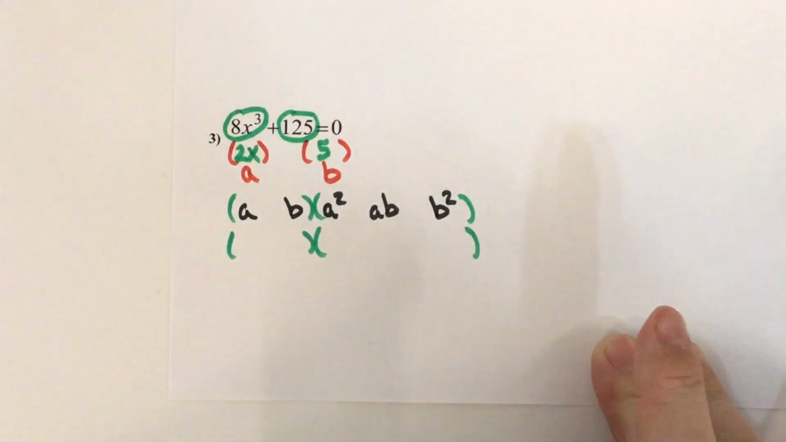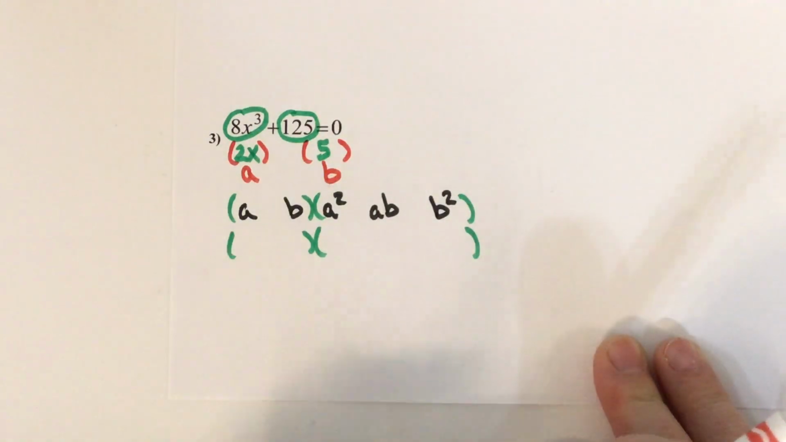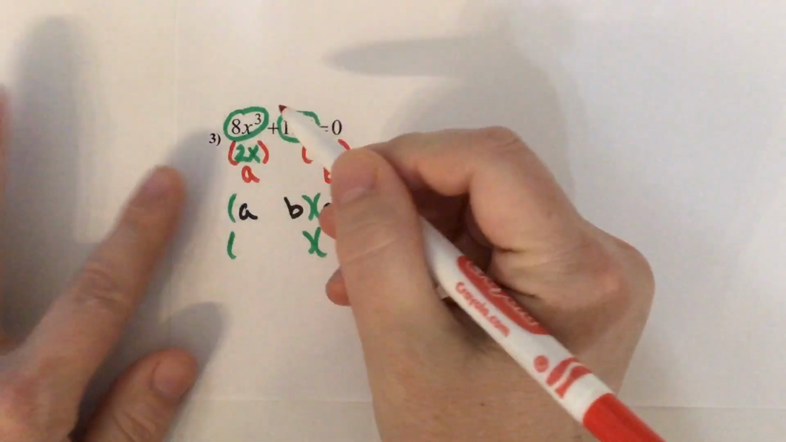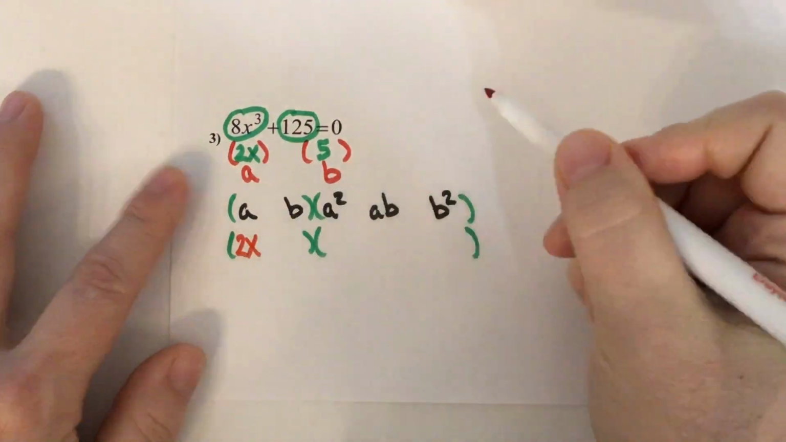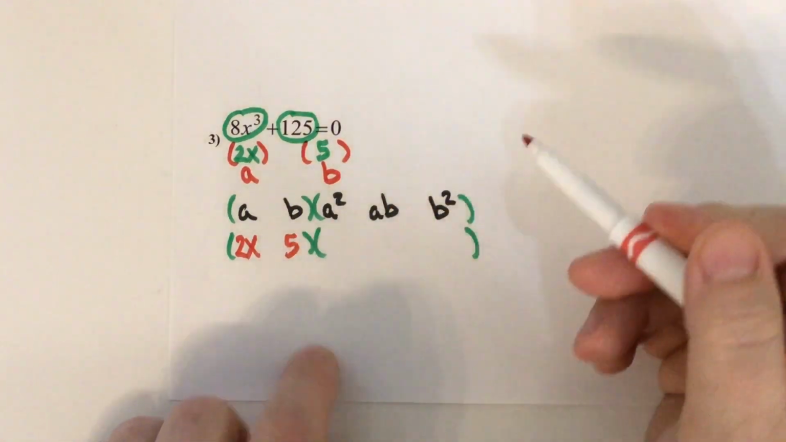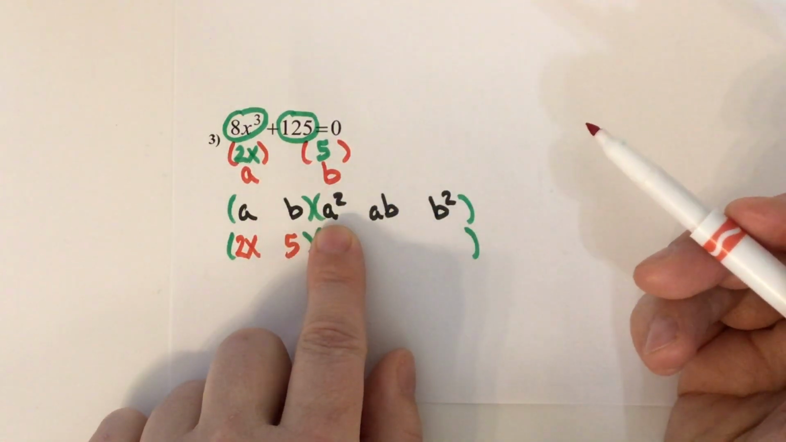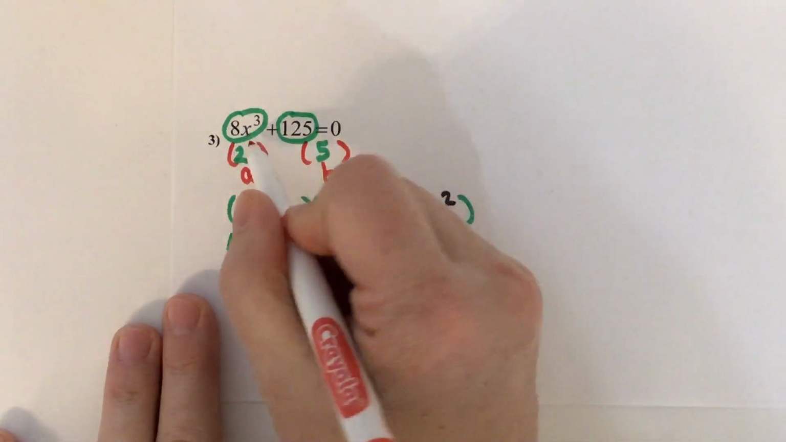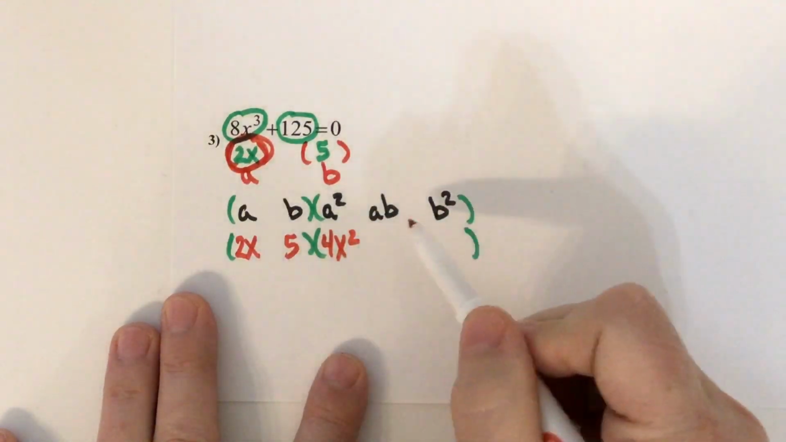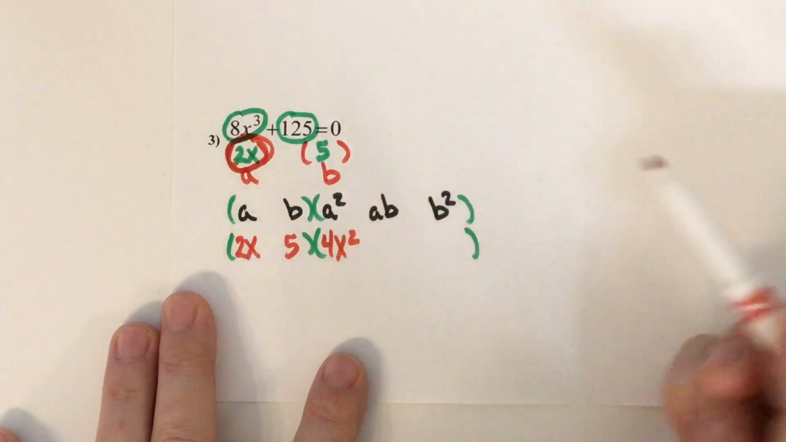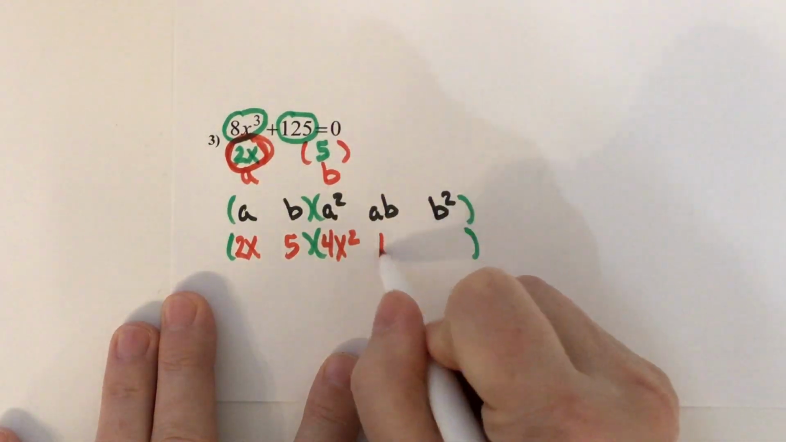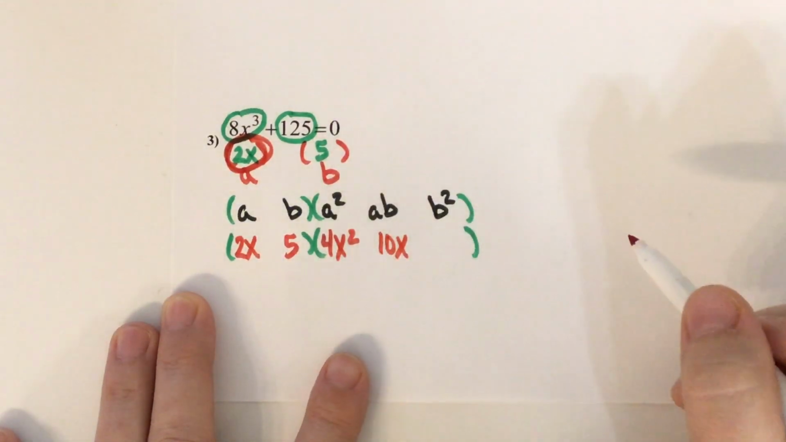Now, let's plug in exactly what the formula is telling us to do. So, who's A? 2x. Okay, who's B? 5. Now how about A squared? 4x squared. 2x times 2x is 4x squared. How about A times B? 10x. 2x times 5, that's 10x. And then how about B squared?